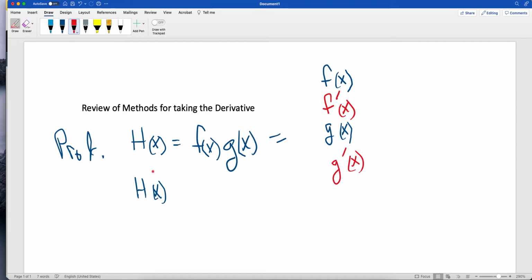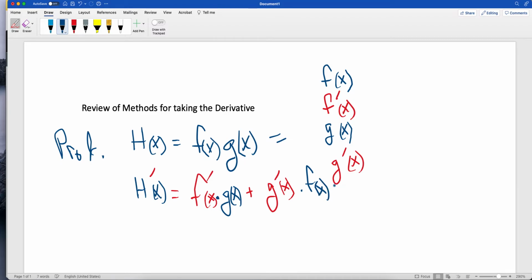Because when we go to take the derivative of the whole function, when we have a product rule, I'm going to do it this way. What we end up doing is taking the derivative of the first part and then adding the derivative of the second part, and each of these are multiplied by the other part unchanged. So this is derivative of f times g unchanged, derivative of g times f unchanged.